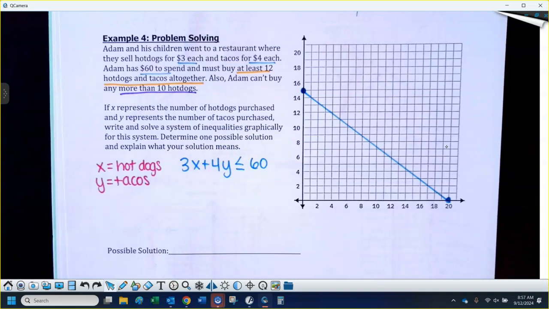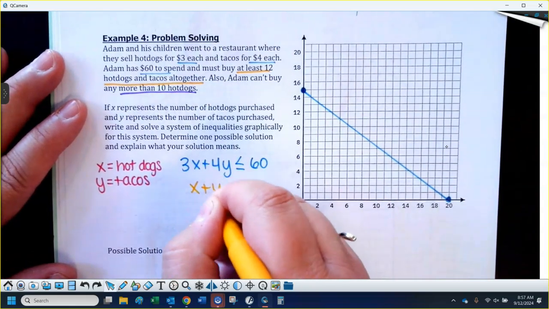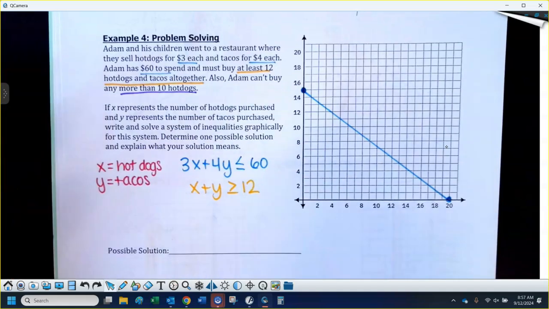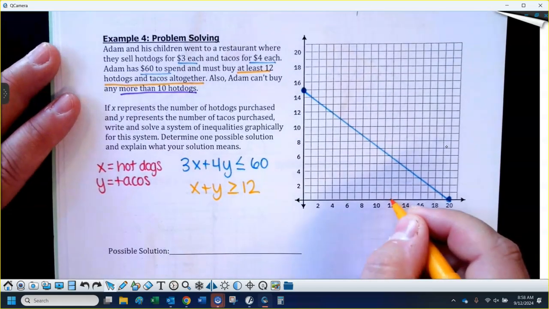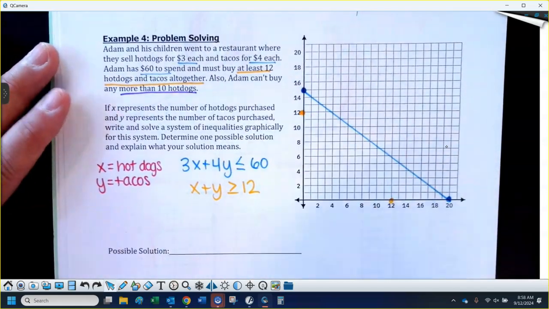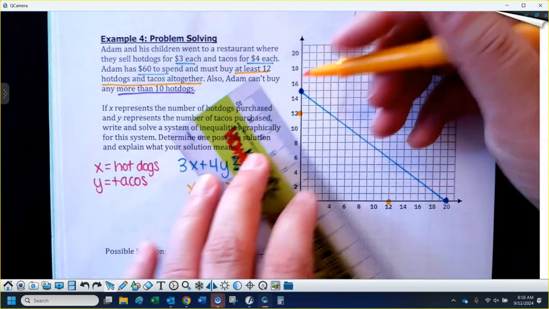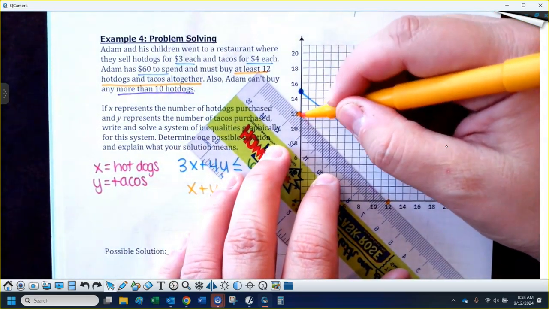How could I write that as an inequality? Exactly right. X plus Y greater than or equal to 12. So number of tacos plus number of hot dogs at least means what I'm buying, which would be the X plus Y, has to be greater than or equal to 12. Okay, super easy to do intercepts on this. You just have X would be 12 and Y would be 12. So just 12 and 12.